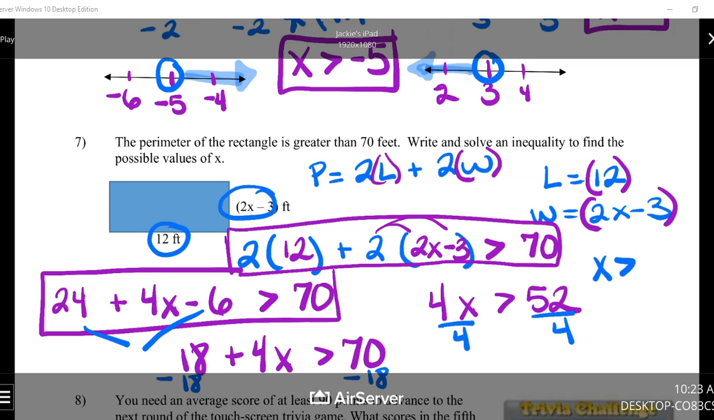Okay, so x needs to be greater than 13. We don't need to interpret that solution because the question was just asking to find the possible values of x, and the possible values of x is anything greater than 13.